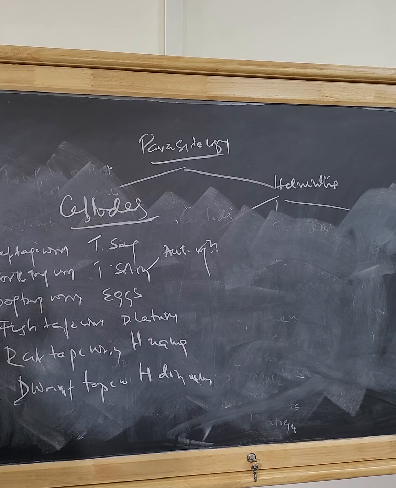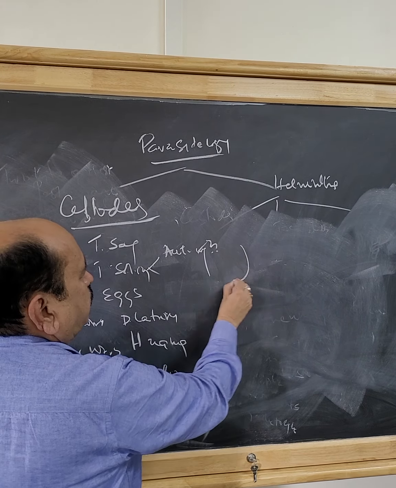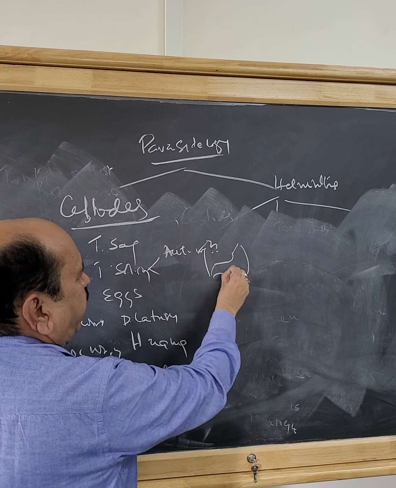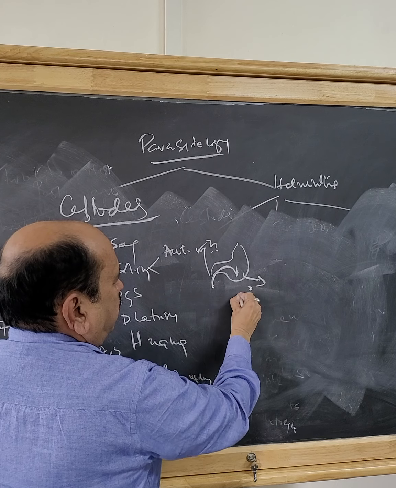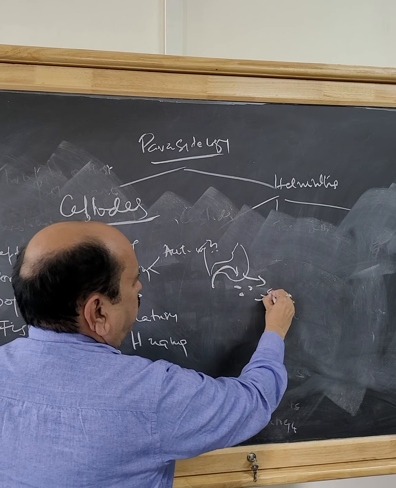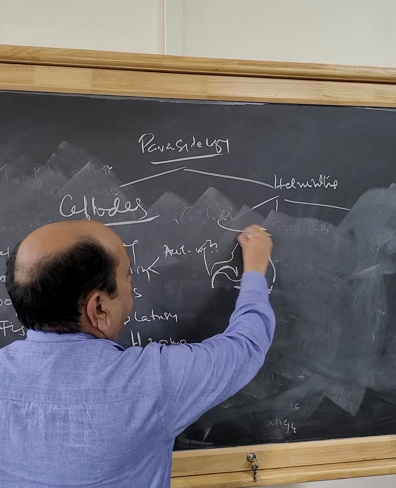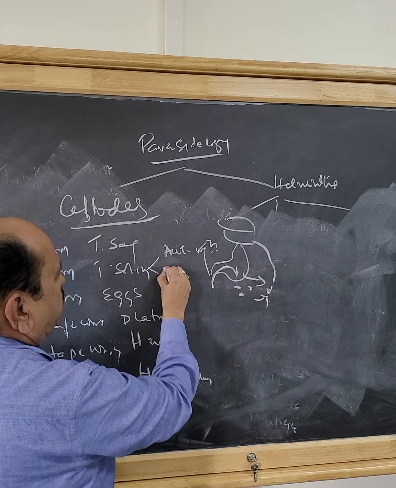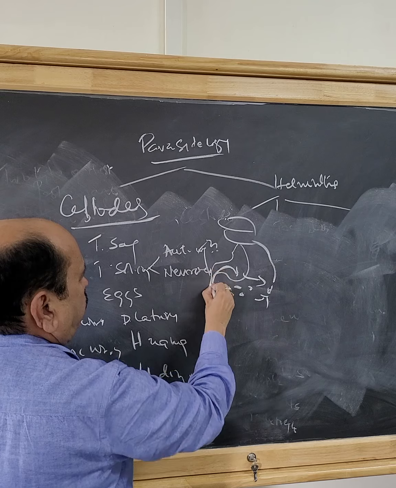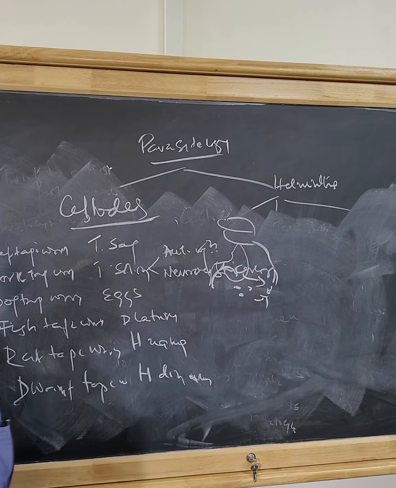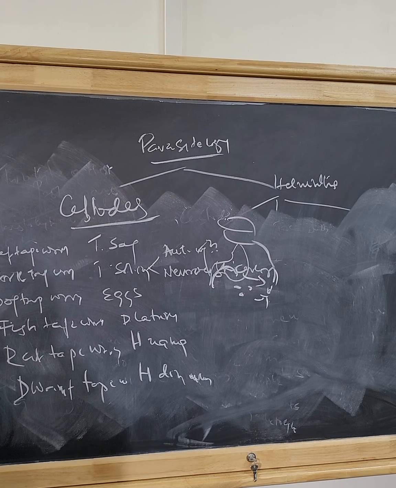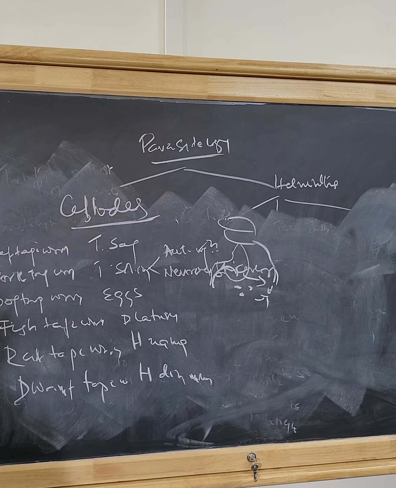Sometimes the gravid uterus falls back into the stomach. The eggs go through the vessels to the brain and cause neurocysticercosis. It is a space occupying lesion and gives rise to convulsions.